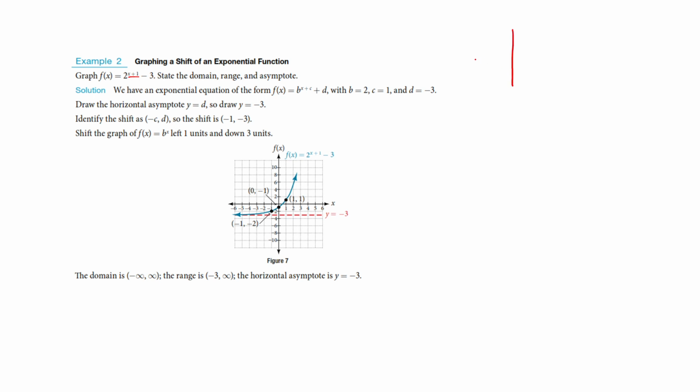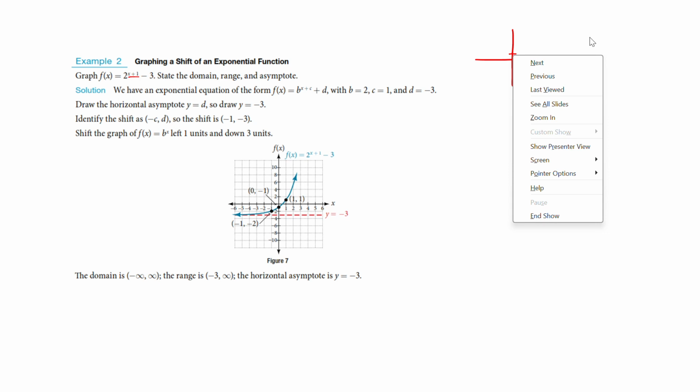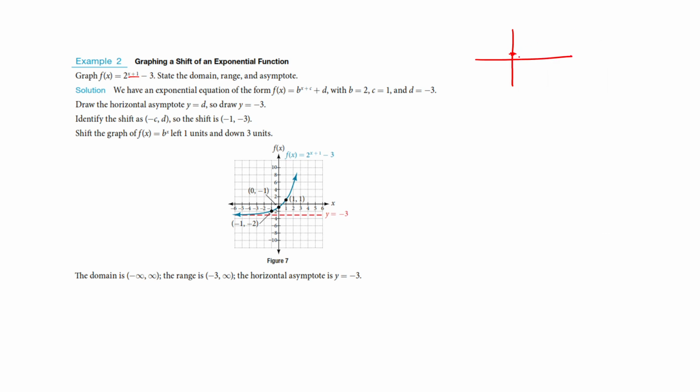I don't know if you'd really need the precise shape here, but we'll put it on here. So remember, if you put in 0, you always get 1. If you put in 1, you always get b. So this is the function that we're transforming, this guy. Now we're going to move him 1 to the left and then down 3 because of that. So take this initial graph of 2 to the x, and we're going to move it back to the left 1 and down 3.